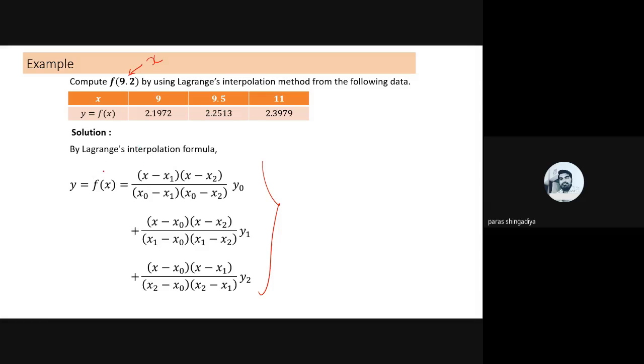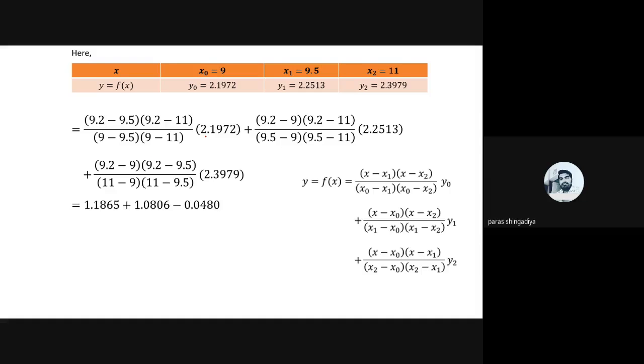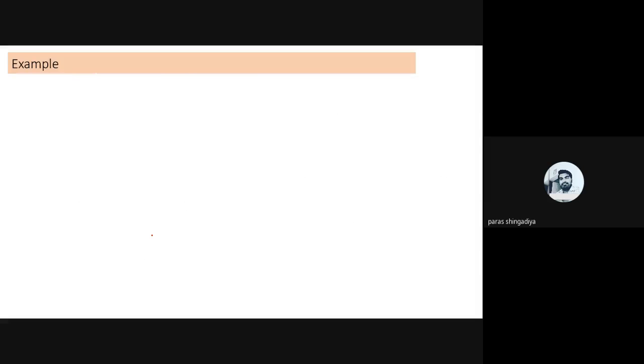We'll identify f of x by using this formula with x0, x1, x2, and the corresponding values y0, y1, and y2. Replace the values from this table in the formula and simplify each term. Then find the addition, and you will get the answer. After simplifying each and every term, at last we get the answer 2.2191. That example we have discussed.